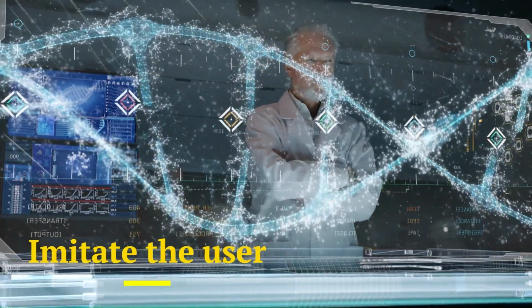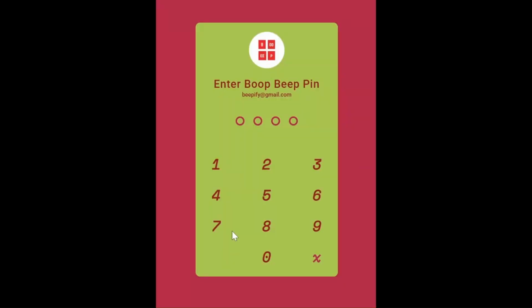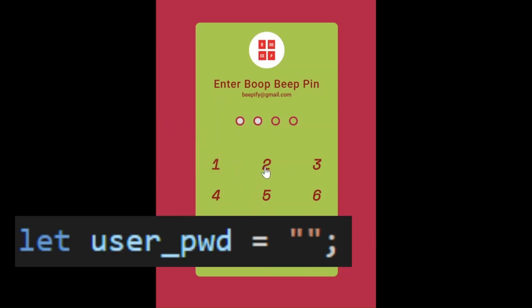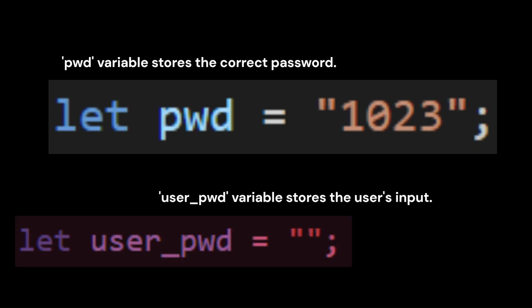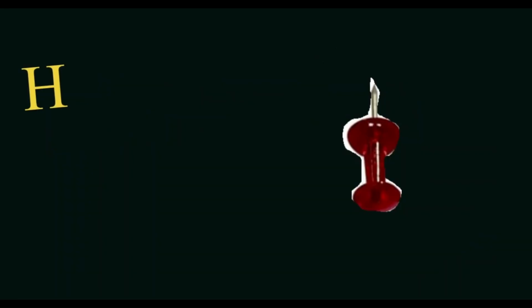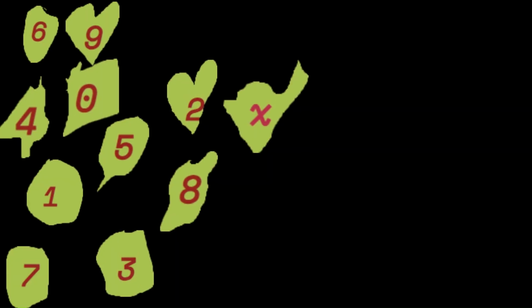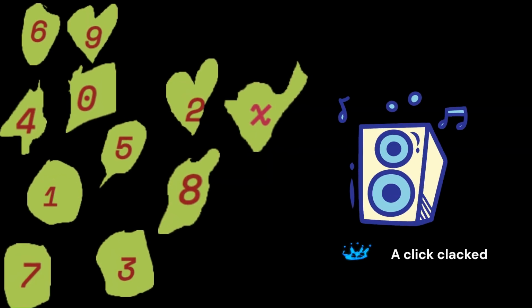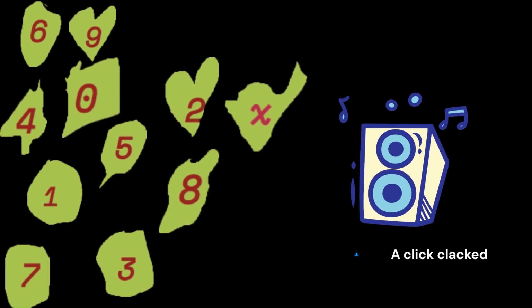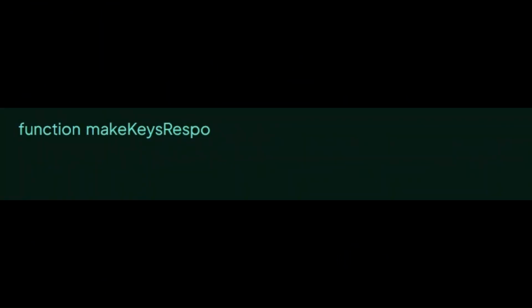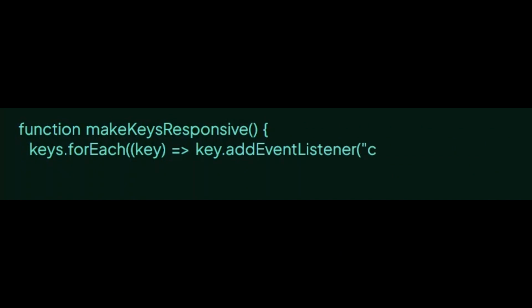And it's pretty easy to think in this case. The user would enter the PIN, digit by digit. So we need a variable to store the user input. We can take another variable, which is a 4-digit string, and it is the correct password. Now, how does the user enter a PIN? By clicking on the digits, which means we would want to make these keys listen to the click events and respond. Since we have multiple keys, we can make use of a for loop and put it in a method like make keys responsive or something like that.